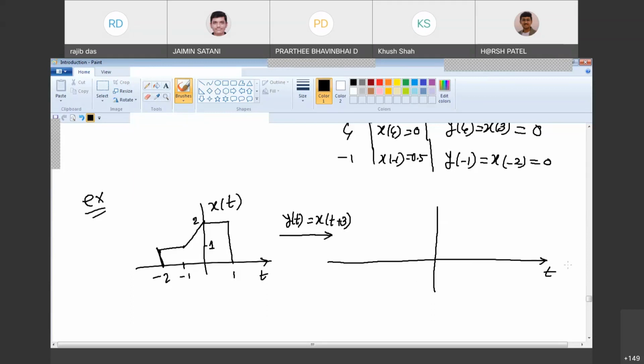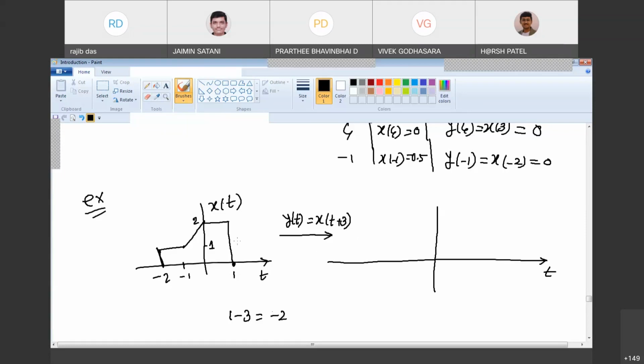So can you draw the signal y of t, which is nothing but x of t plus 3? What is this? It is a time shift. Which side, left side or right side? Left side, because of the positive sign. So left side by 3 units, 3 seconds. This point is shifted by 3 seconds to the left side. So this one is subtracted by 3. So 1 minus 3 will now become minus 2.